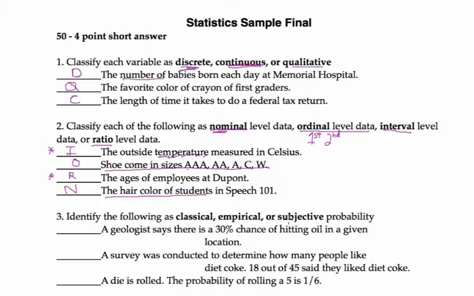Classical, empirical, or subjective. I usually start with subjective. That's the one where you're looking for an expert's opinion. So a geologist says there's a 30% chance, that's subjective.